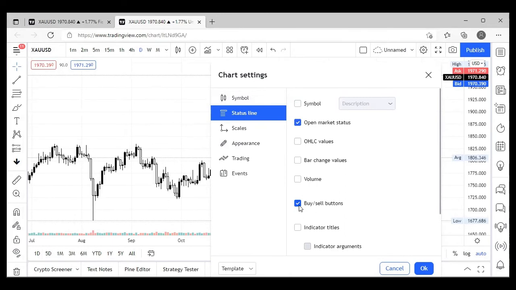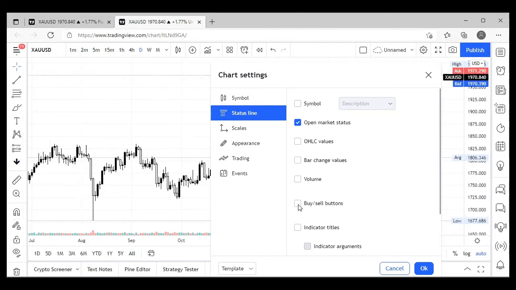If I want to remove the buy, and these are the buy and sell buttons. So buy, sell, but we're not connected to any broker. So even if I click on it, I can't. But remember, watch the video on Pepperstone, linking it to TradingView, how to do that. And once you do that, you'll be able to actually buy and sell from within TradingView. So if I want to remove that, there you go.